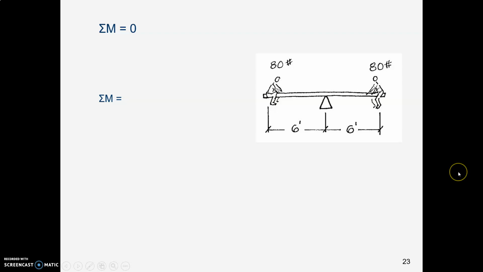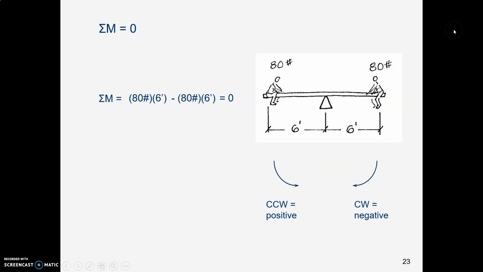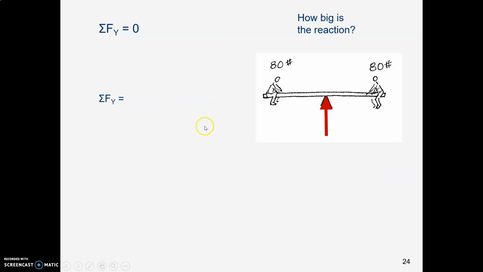Here are two people on a teeter-totter, and the sum of their moments are 80 pounds times 6 feet, that's force times distance. Here's a negative moment, negative 80 times 6 feet, and that adds up to 0. Remembering that this one that's counterclockwise is positive moment, and this one that's clockwise is negative moment. So you can run the math and find out that yes, they add up to 0.